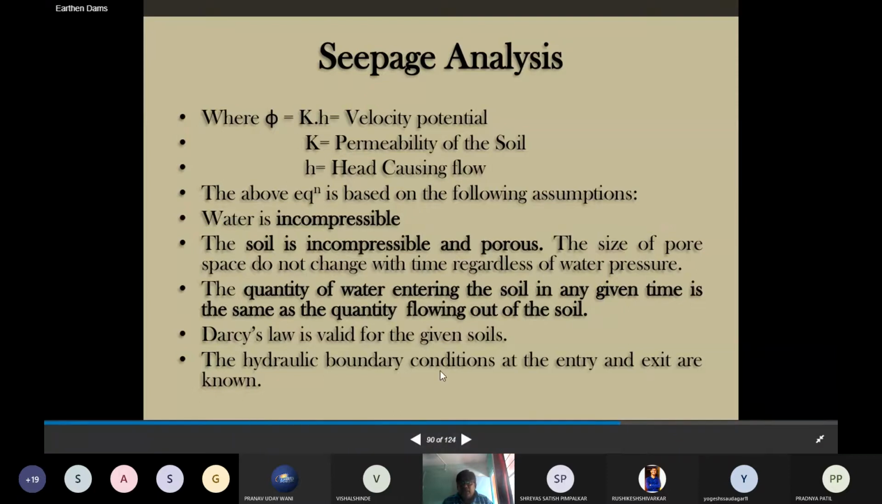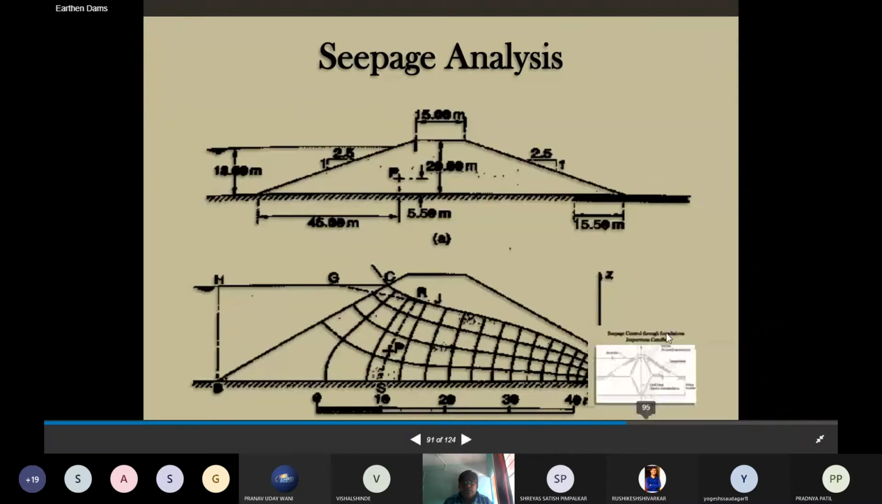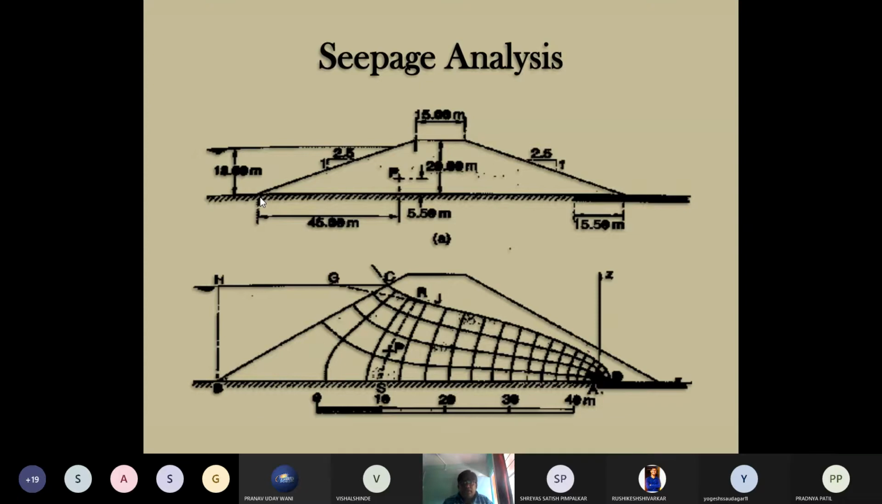So the hydraulic boundary conditions at the entry and at the exit are known. Now the seepage analysis, see here. Suppose for example we are considering the section of this earthen dam. This is the top width of the dam. This is the base width of the dam. The upstream slope is 1:2.5. This is the head of the water at the reservoir side of the dam.